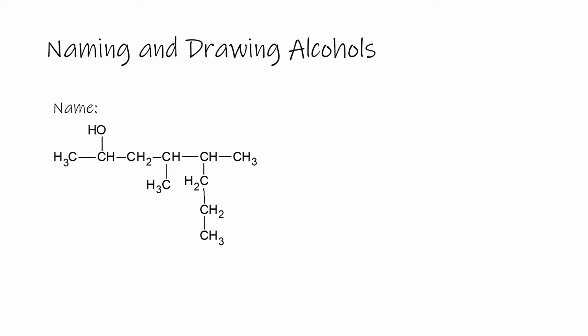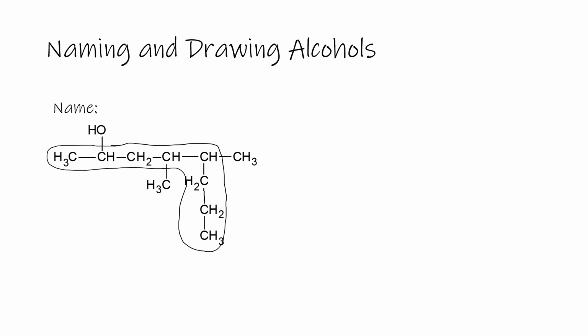Okay, here's a bit more of a complex looking alcohol, but if we just take it step by step, we'll see that naming is very similar to what we've done before. The first step is always to find the longest carbon chain. And the longest carbon chain for this molecule, I'm going to circle it, is this right here.